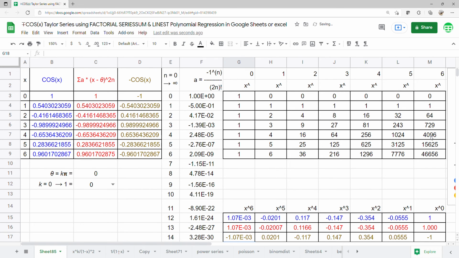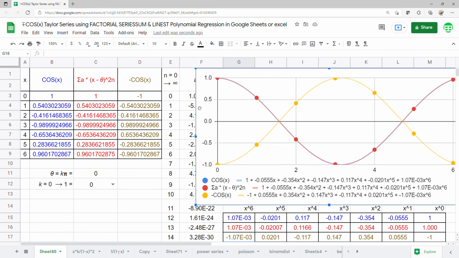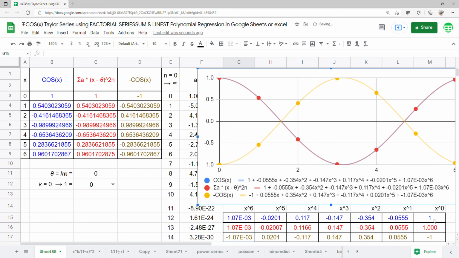And let's compare, starting with x to the 0. Coefficient of x to the 0, 1, 1, negative 1. Coefficient of x, minus 0.0555, plus 0.0555. Coefficient of x squared, minus 0.354, plus 0.354. Coefficient of x cubed, negative 0.147, plus 0.147.